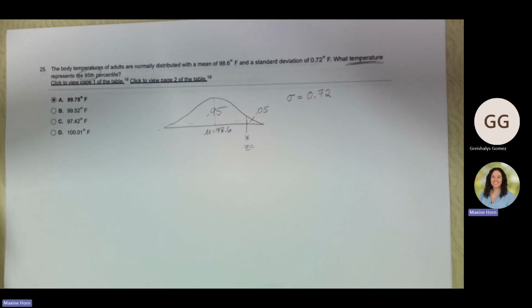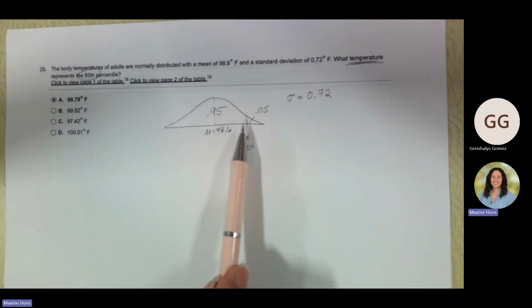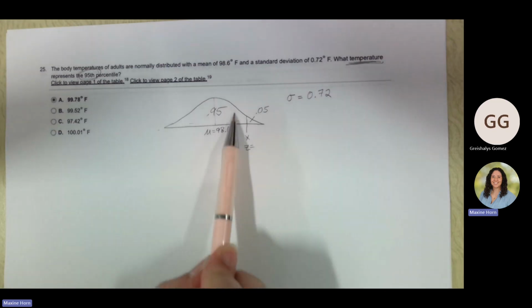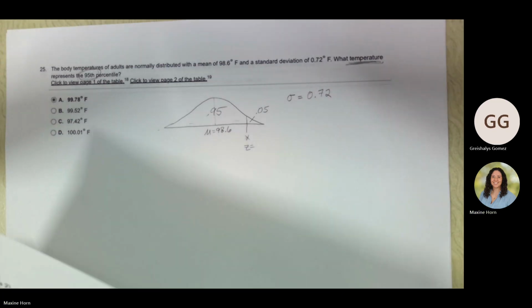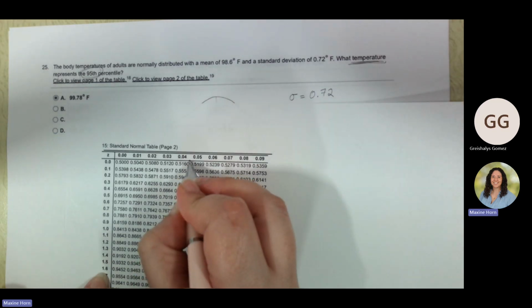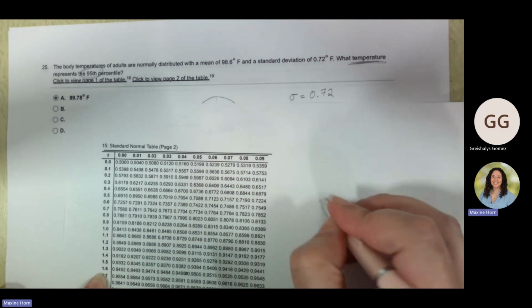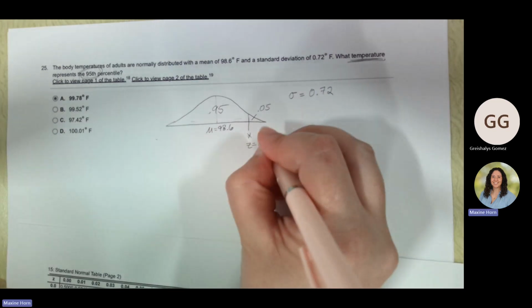Just use these right here. We want the z-score that corresponds to an area of 0.95. So an area of 0.95 is going to be directly in between these two values. So that's going to be 1.645. Okay, so that's my z-score, 1.645.